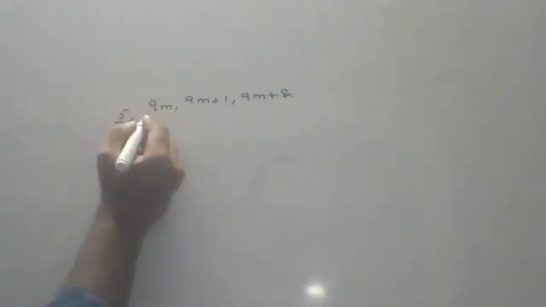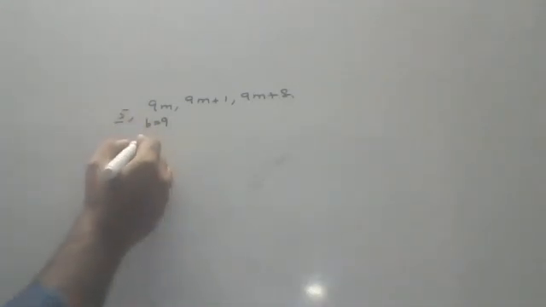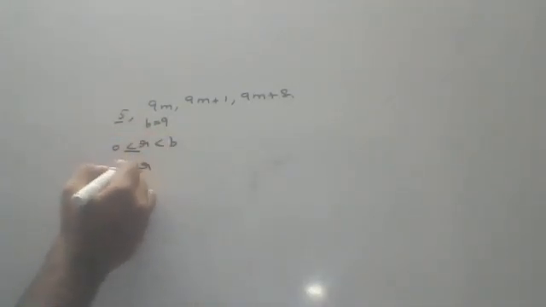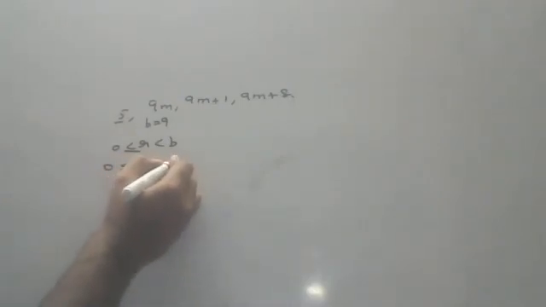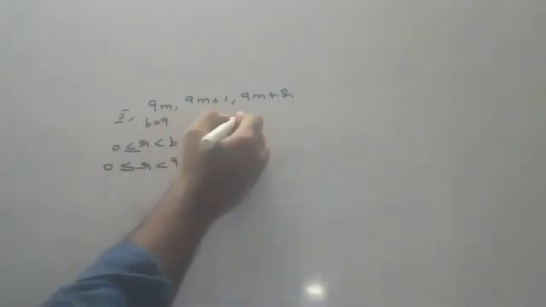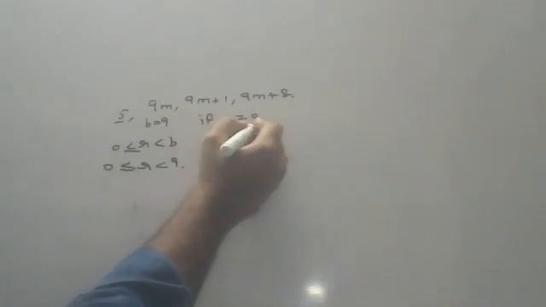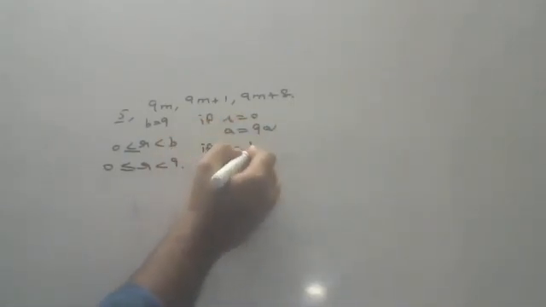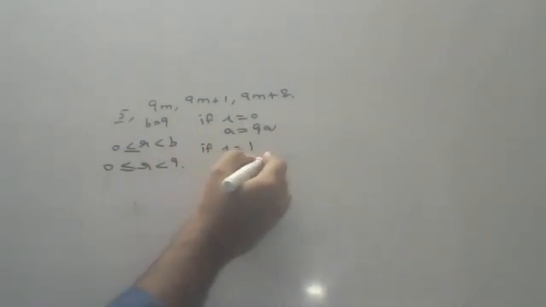So children, what is in the place of b? 9. According to Euclid's lemma, remainder lies between 0 and 9. If r is equal to 0, what is our answer, children? A is equal to 9 cube plus 0. If r is equal to 1, what is the answer? A is equal to 9 cube plus 1.